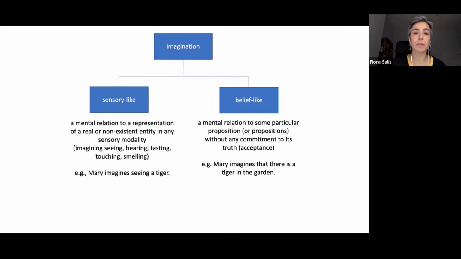So sensory-like imagination is something like a mental relation to a representation of a real or non-existent entity in any sensory modality. So we can have visualizing, so imagining seeing, or we can have hearing, imagining tasting, imagining touching, imagining smelling. These are all varieties of the sensory-like imagination. As an example, Mary imagines seeing a tiger, okay?